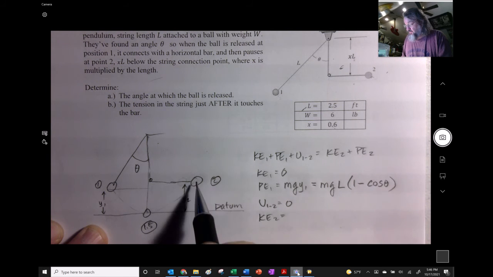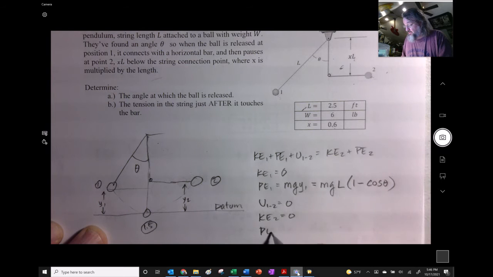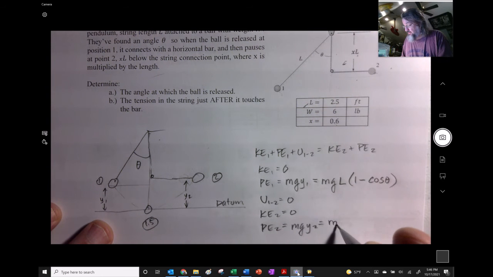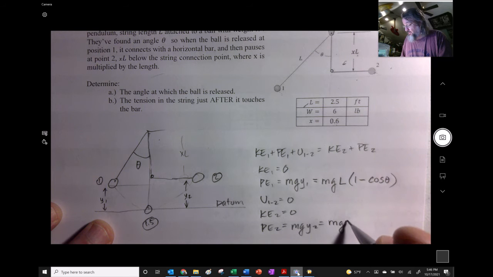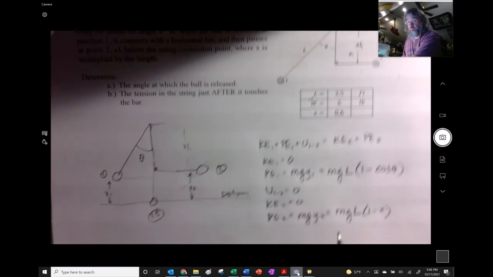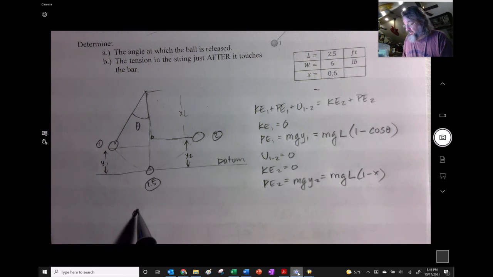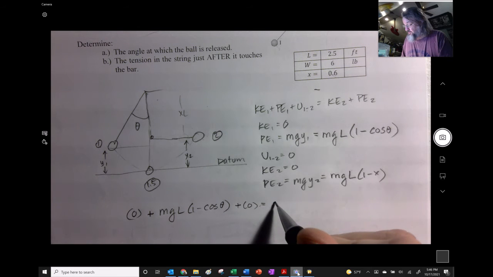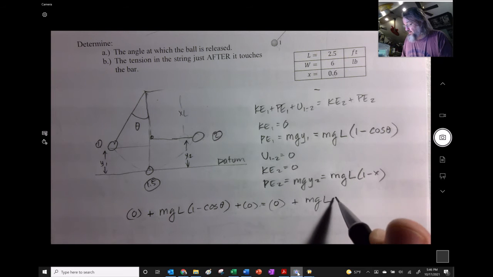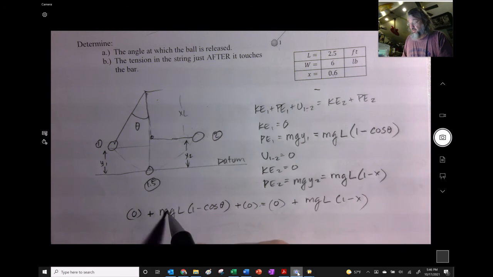The KE2 is 0. It pauses right up here. And so PE2 is going to be mgy2, mass times gravity times, where this is xL, right to there. So this must be L times 1 minus x. Plug all those back in there, and we get 0 plus mgL(1 minus cosine of theta) plus 0 for here equals 0 for kinetic energy plus mgL(1 minus x). You can see that the mass is going to cancel out, gravity is going to cancel out, even the length is going to cancel out. So what we're left with is 1 minus cosine of theta is equal to 1 minus x.